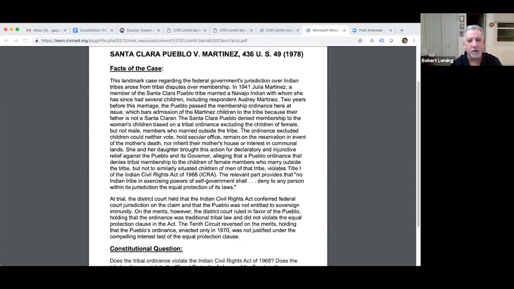The Santa Clara Pueblo denied membership to the women's children based on a tribal ordinance excluding the children of female but not male members who married outside the tribe. If I'm a man and I marry outside the tribe, our kids are gonna have all the benefits of being a Pueblo. If I'm a woman and I marry outside the tribe, guess what? My kids don't have those same liberties or the same benefits from being a Santa Clara Pueblo. So the ordinance excluded children could neither vote, hold secular office, remain on the reservation in the event of the mother's death, or inherit the mother's house or interest in communal lands.